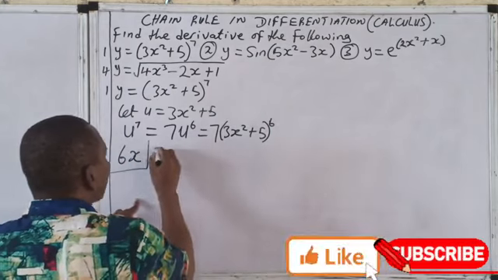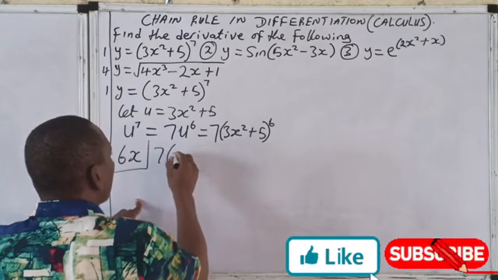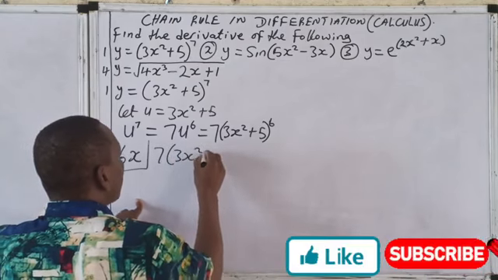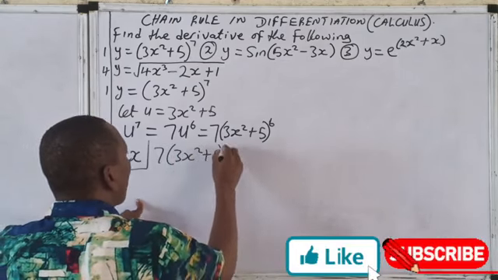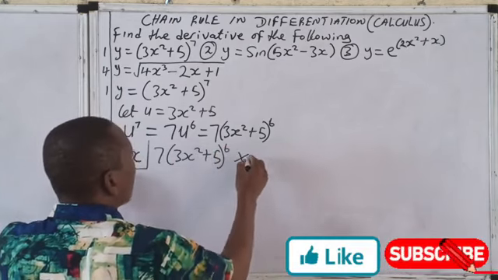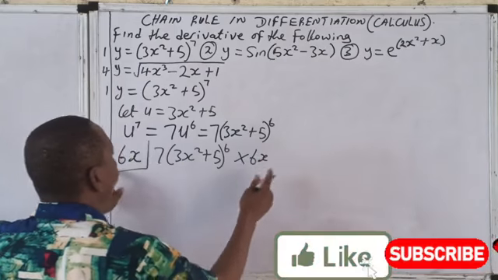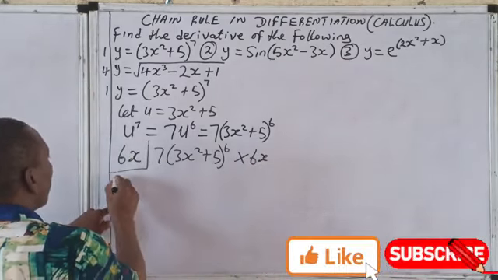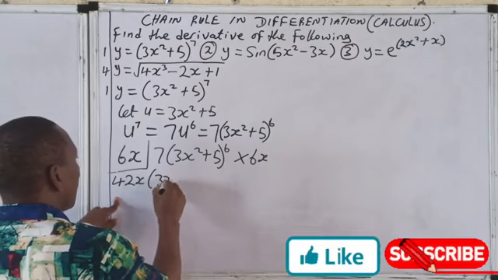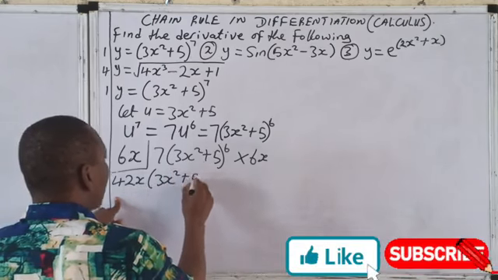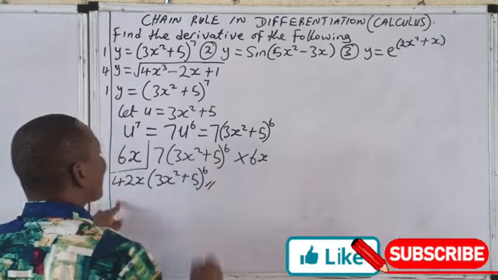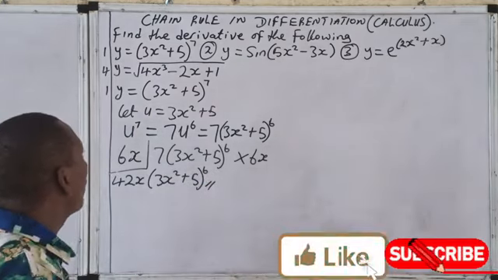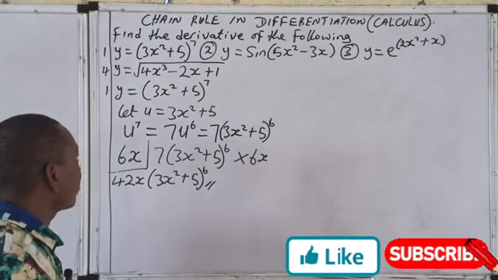let's take this out. 7 bracket 3x squared plus 5 raised to power 6 times 6x. And your answer automatically, if you use the 6x to multiply this, you now have 42x bracket 3x squared plus 5 raised to power 6. So this is the answer. It's a very simple mathematics.